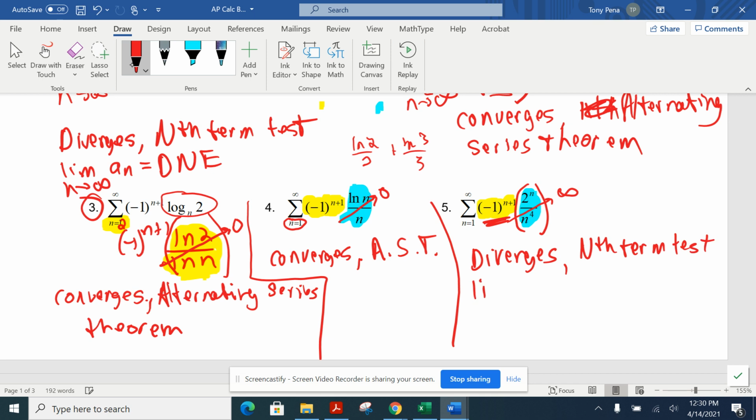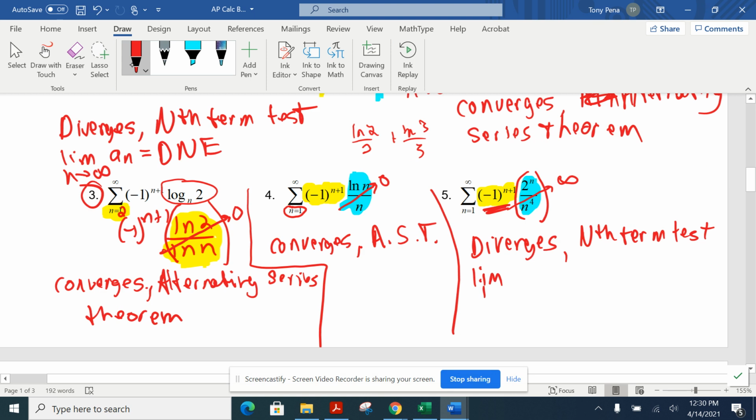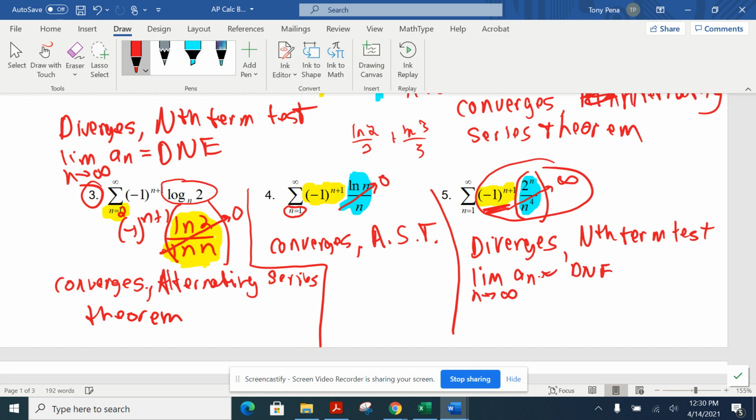One of the bigger mistakes people make, did I already do one of these? Yeah, is when we come here, people thinking that this limit is infinity. But when we put these two ideas together, the fact that we're alternating, this is a limit that wouldn't exist. All right, so that's why that diverges, because of the nth term test.